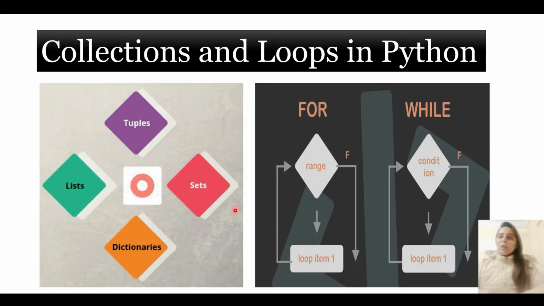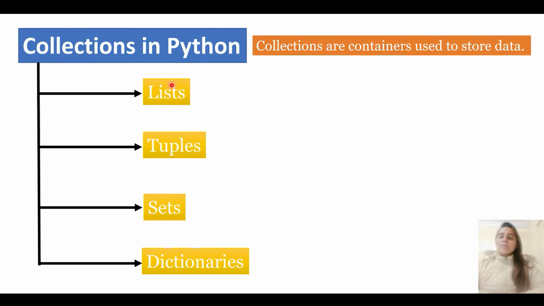Today we'll be learning about collections, that is lists, tuples, sets, dictionaries and loops in Python, which are of two types, for loops and while loops. Collections in Python. Collections are containers that are used to store data and are of four types: lists, tuples, sets, dictionaries.